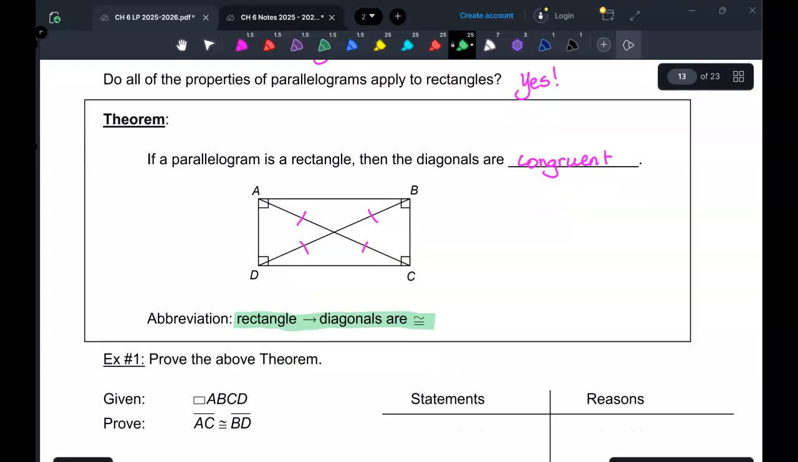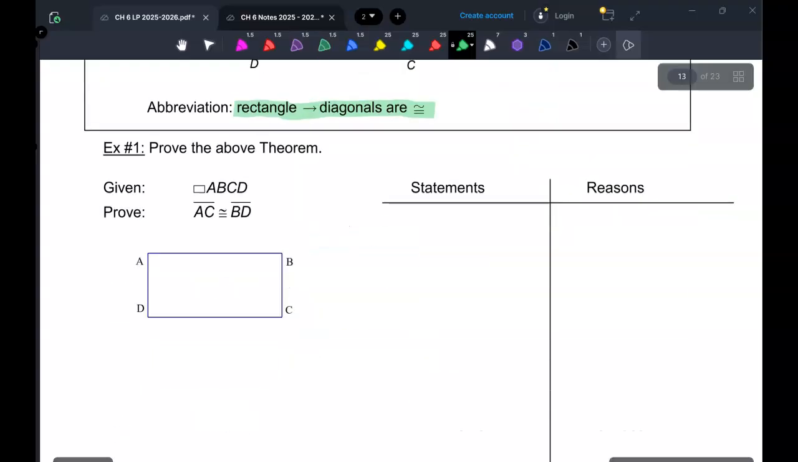Wow. Okay. We're going to prove that theorem. You could write the little rectangular symbol. I'm just going to do this.